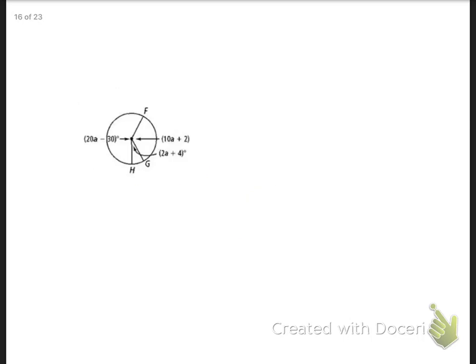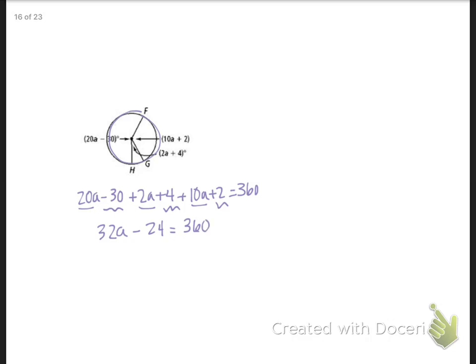Okay, it looks like I have all three. So all the way around is going to be 360. So 20A minus 30 plus 2A plus 4. I need to make sure I include all of the arcs since I'm setting it equal to 360. So 20A plus 2A plus 10A is 32A. Negative 30 plus 4 plus 2 is negative 24. Add that 24, divide by 32, and I get my A to be 12.